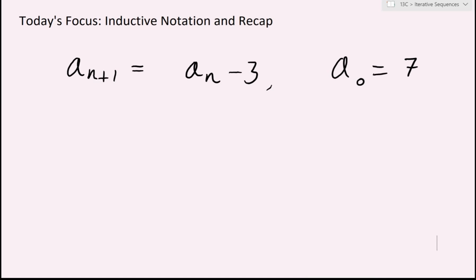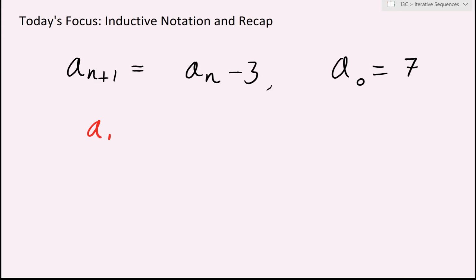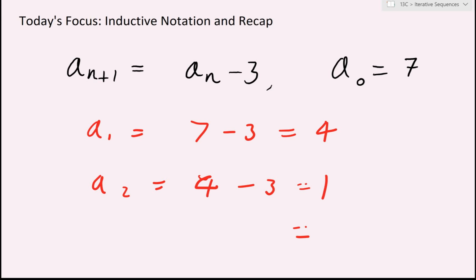Here the same idea. Some sequences start from A1, others start from A0. It doesn't really matter in the slightest. Okay. So to work out A1, I do the previous term, which is A0, and take 3 away from it. A0 is just 7, so therefore A1 is 4. To work out A2, I get the previous term, so A1, and minus 3 from it, and A1 was 4, and 4 minus 3 is 1, and so on and so forth. Each time it's taken away 3. These are really simple examples, okay, to give you the idea of how it works.